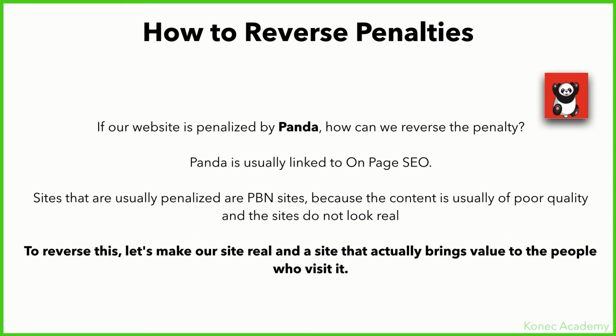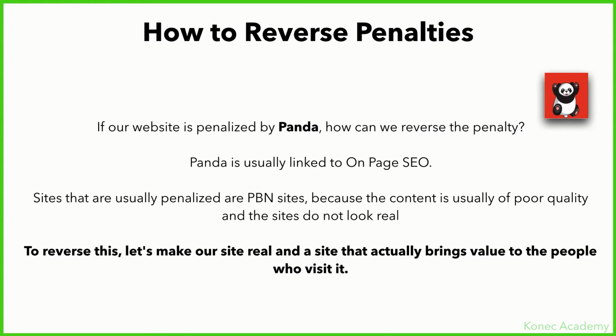As you know, Panda is usually linked to on-page SEO. So first of all, let's just look at your site. Let's see if you're using duplicate content or content you just flat out copy-paste from other sites. Let's look at the quality of your site. If your site only has 2 or 3 pages, if you don't have any contact pages, if you don't have privacy policy pages, basically if your site actually adds no value to the internet. If your site looks like that, it's probably why it was penalized.